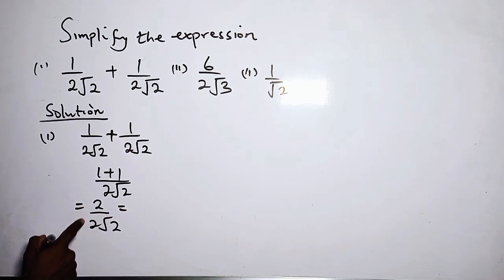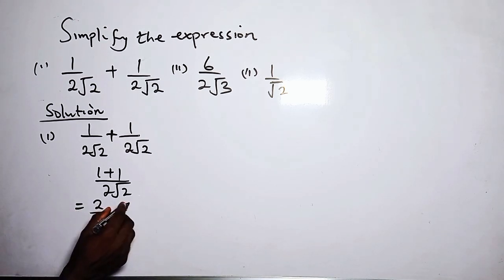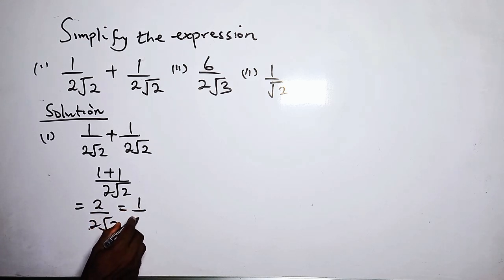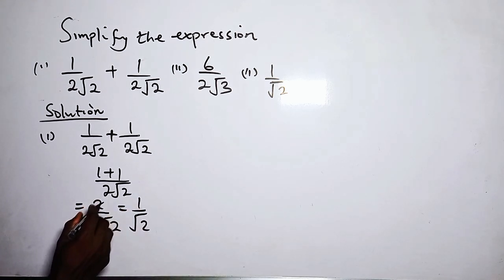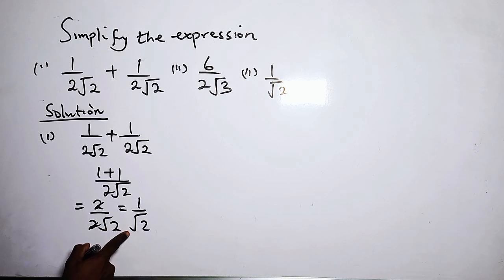We can simplify this further. So here the 2 over 2 is 1, and we have 1 over root 2. For 1 over root 2, we can rationalize to eliminate the root.